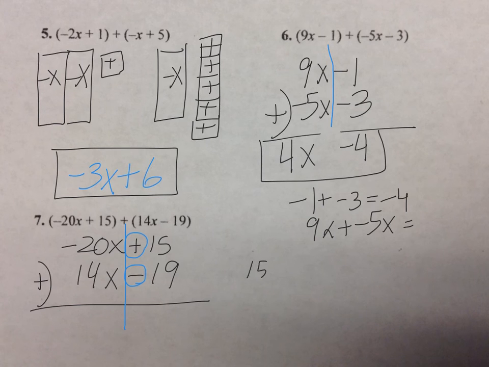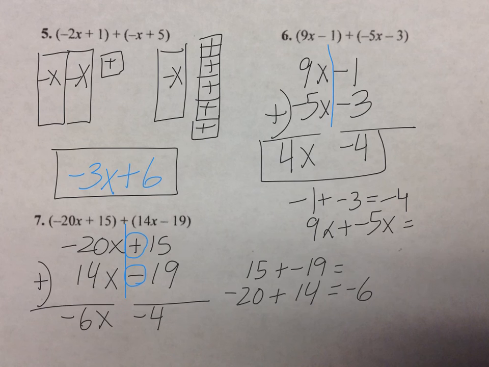All right, so I'm going to do my right side. Right now I have 15 plus negative 19. That's going to give me a negative 4. Then I have negative 20 plus 14, which is going to give me a negative 6. So I'm going to put negative 6, and don't forget about the x. Now after you're done, all you can do is erase that blue line down at the bottom, and this is your answer.